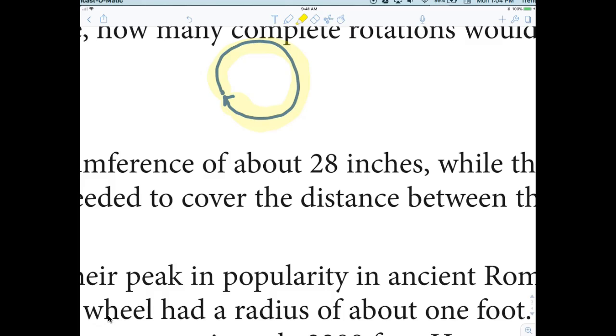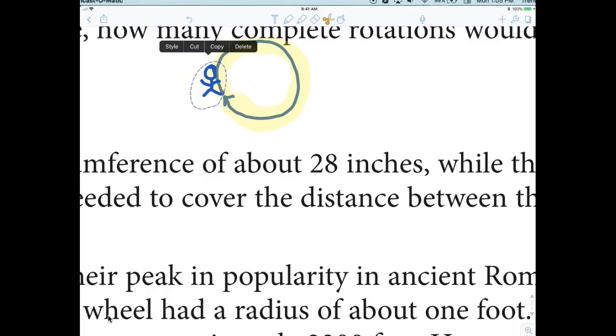And the circumference is a what? A length. Now, it doesn't look like you're going anywhere if you start here, right? If you're starting over here and then you walk around the circle, it doesn't look like you went very far. But you have. You've traveled one circumference. One rotation is one circumference.